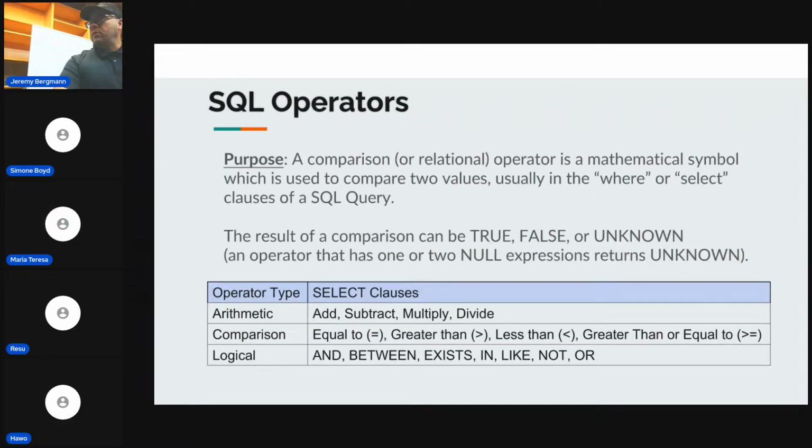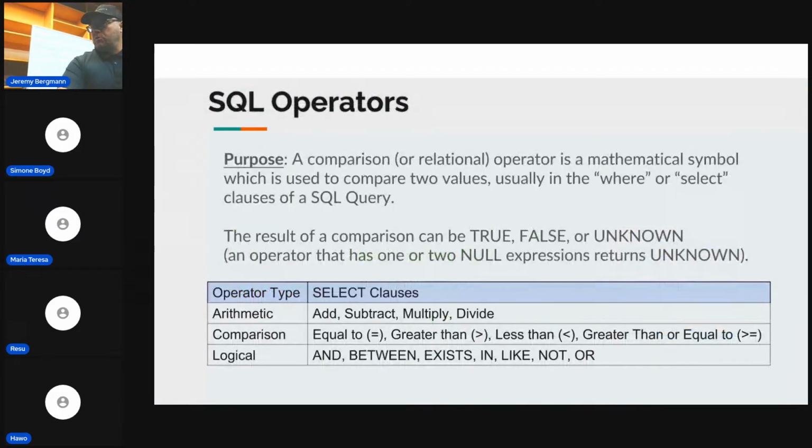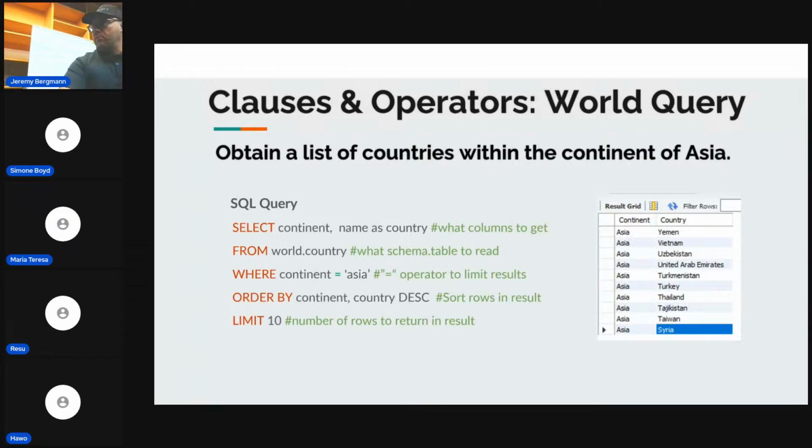All right, so clauses and operators, maybe a good slide to add is to show each one of those operators in action. So clauses and operators, world query, obtain a list, and we'll just see some of them in action, and then over class anyway, so maybe it's over explanation. All right, so obtain a list of countries within the continent of Asia. So similar query to what we had before, but we're using Asia instead. Think about some of these things that we're doing. We're using some logical operators, some comparison operators to be able to get our query result. And I'm going to move through that.